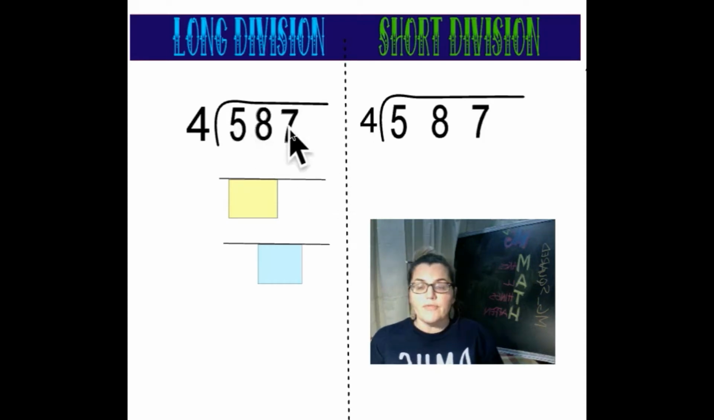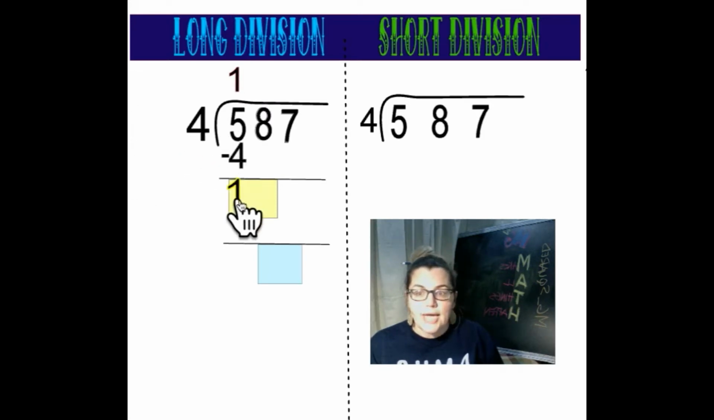Also, if you have 587 divided into groups of 4, the first thing I tell my students to do is ask themselves, how many groups of 4 can you get if you have 5 individual things? And that answer is 1, of course. So 4 times 1 is 4, right? Because you have 4 things grouped up. Then you have to subtract, because that means you have 1 thing left over, right? And so in long division, you bring down this 8.